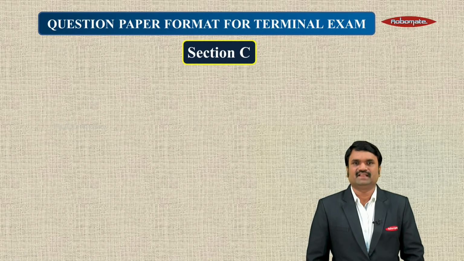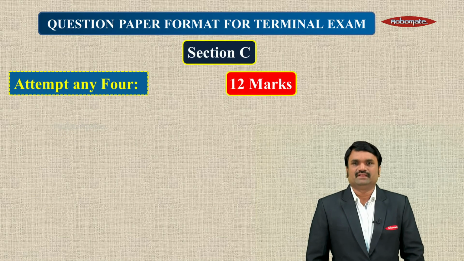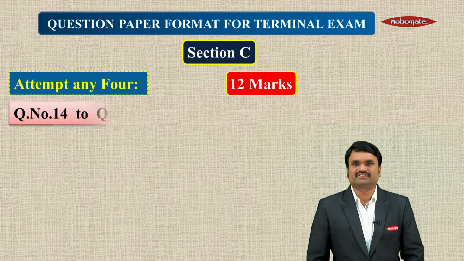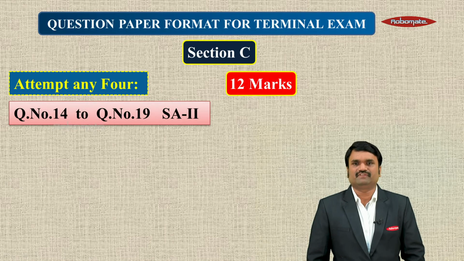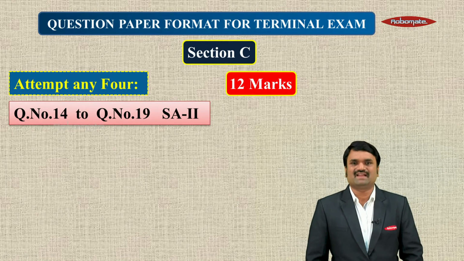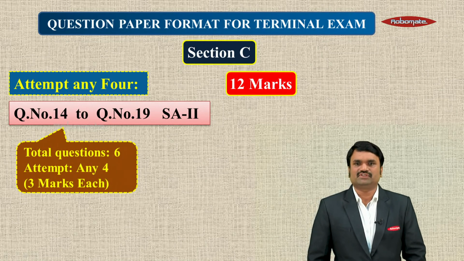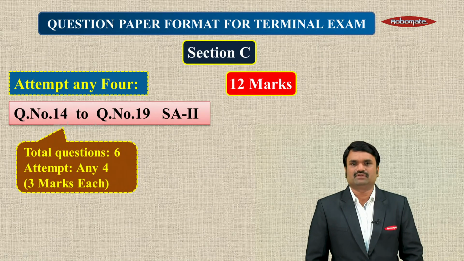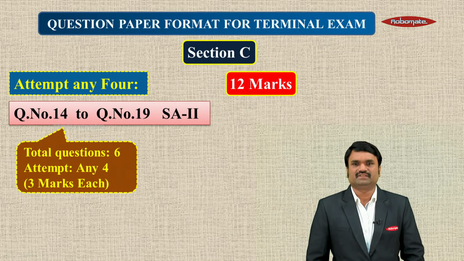Let us discuss section C in detail. In section C, you will have to attempt any 4 and the total weightage will be 12 marks. The question numbers will be from question number 14 to question number 19. The nature of the questions will be short answer type. Total questions 6. You will have to attempt any 4, each having a weightage of 3 marks.